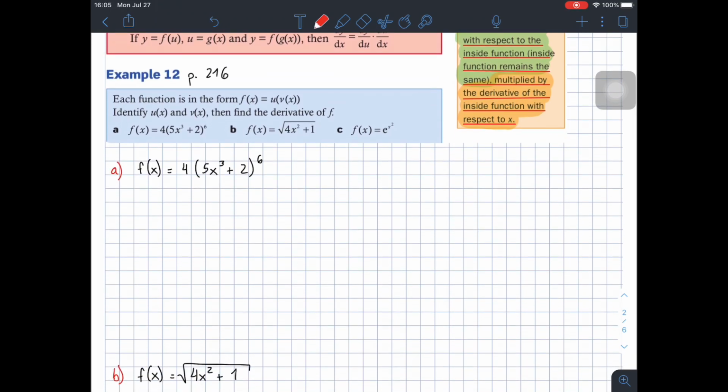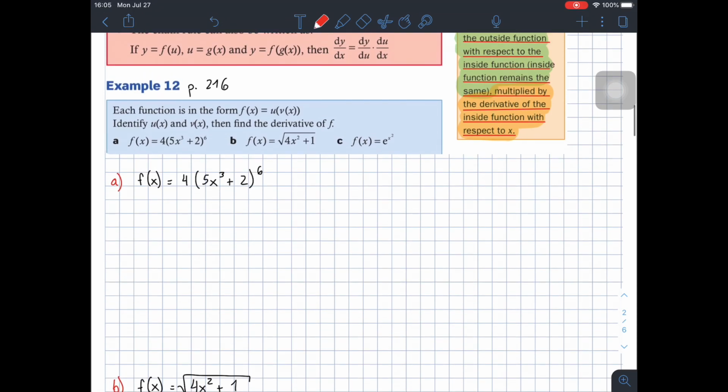For part A, it says each function is in the form f of x equals u of v of x. So they are all composite functions. Identify u of x and v of x, and then find the derivative of f. So, in the first case, part A, f of x equals 4 times 5x cubed plus 2, to the 6th power. If we were to identify u of x, the outside function, in this case, would be 4x to the power of 6, right? We consider this inside to be x.